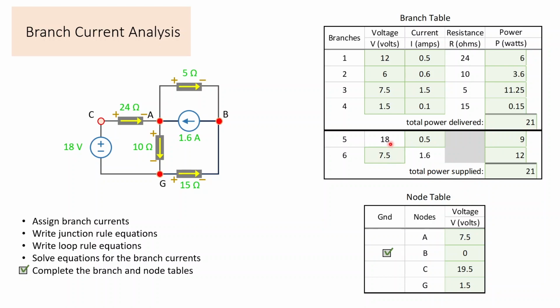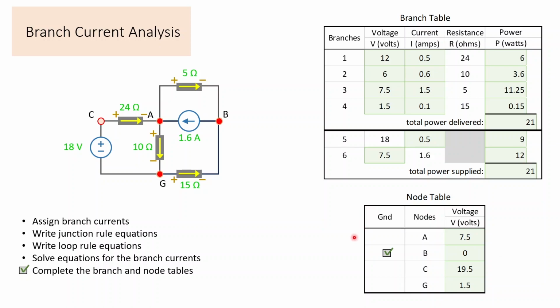And I can compare that by taking, for the sources, 18 volts times half an amp is 9 watts, and 7.5 times 1.6 is 12 watts. Add those up, 21 watts. So our power supplied equals our power delivered.